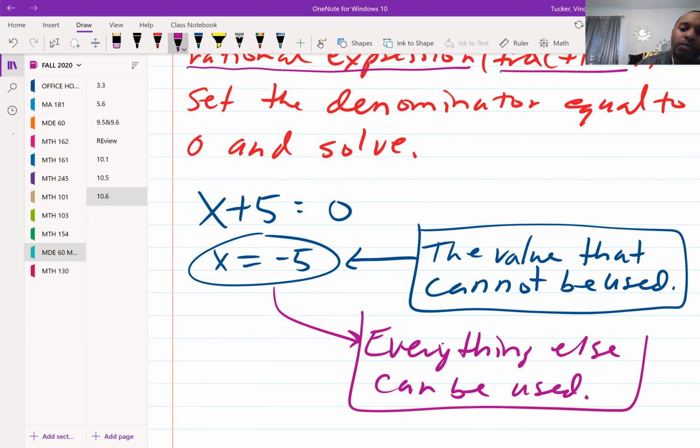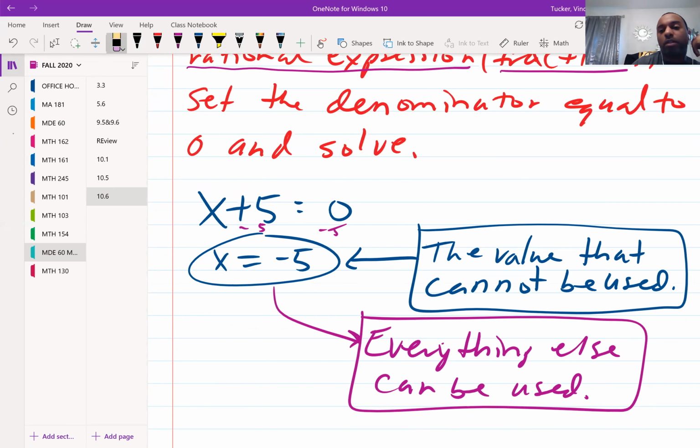So everything else can be used. Wait, I'm sorry, Professor. How did you get x equals -5 from x plus 5 equals 0? Subtract 5 from both sides. Oh, okay. So you just go back to using how we solved equations.